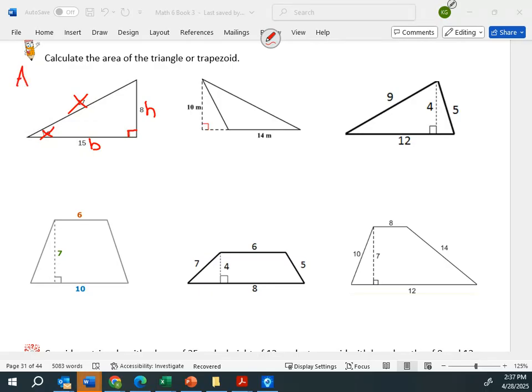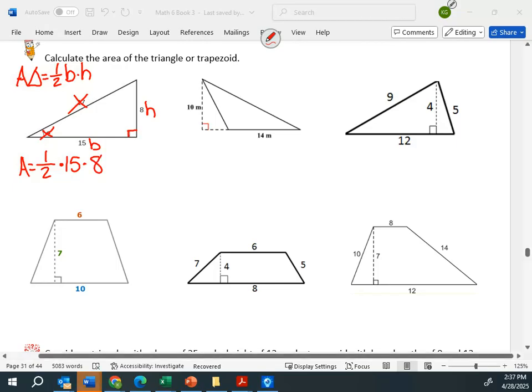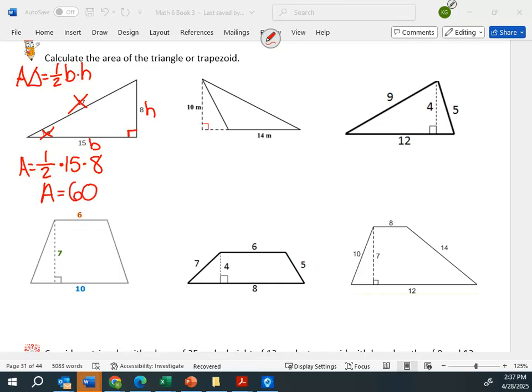So the area of my triangle equals 1/2 of the base times the height. So down here I'm going to put in the numbers I know. 1/2. My base is 15. My height is 8. So if I put that into my calculator, 15 times 8 times 1/2, or times 0.5, or divided by 2 means the same thing. 15 times 8 divided by 2, I get my area equals 60.